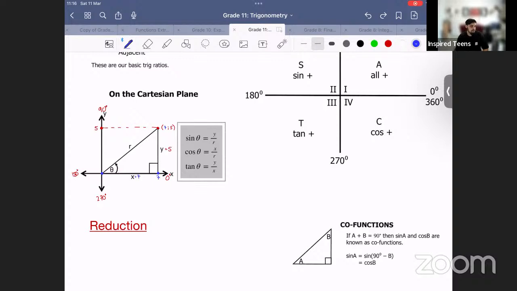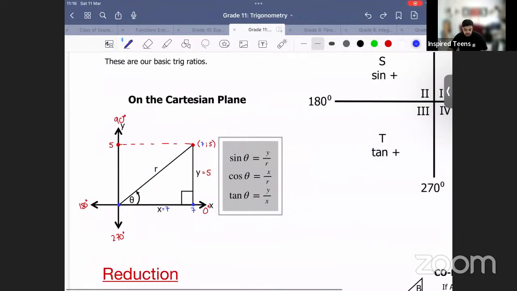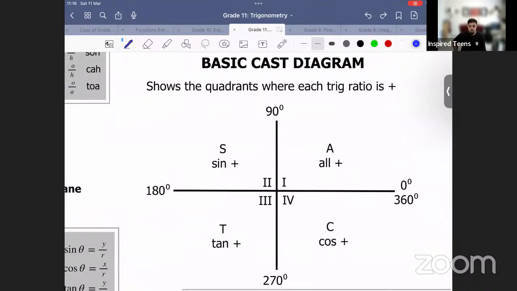You can revert back to just using opposite over hypotenuse, adjacent over hypotenuse. Some people prefer the symbols, and if you do, by all means use them. If you don't, just use opposite, adjacent, hypotenuse. That's it. Okay, basic CAST diagram. We have to understand the CAST diagram and exactly what it means. It shows the quadrants where each trigonometric ratio is positive.